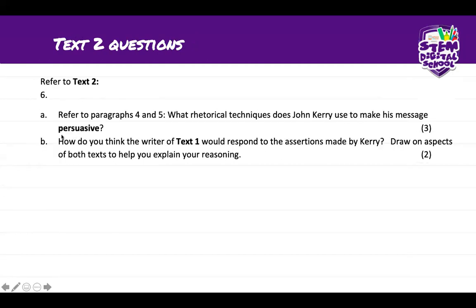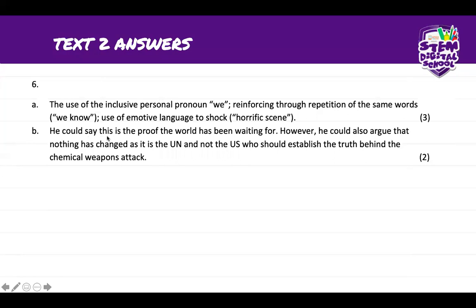Number 6b says, how do you think the writer of text 1 would respond to the assertions made by Kerry? Draw on the aspect of both texts to help you and explain your reasoning. Okay, he could say, this is the proof the world has been waiting for, right? He could definitely say that. However, he could also argue that nothing has changed, as it is the UN and not the US who should establish the truth behind the chemical weapons attack. You hear that? So he could just say that, right?